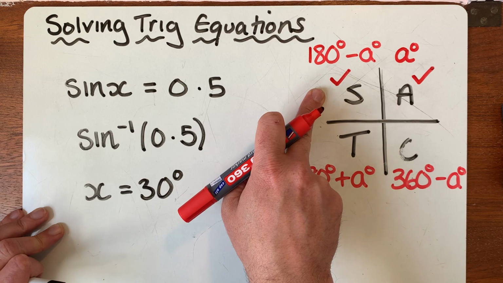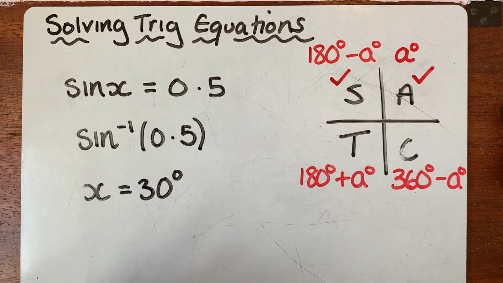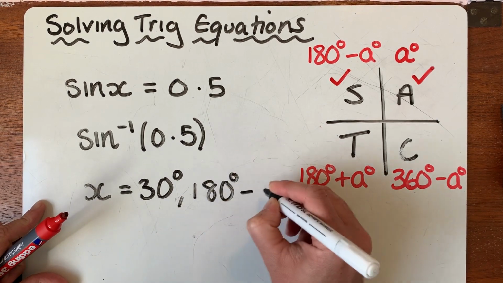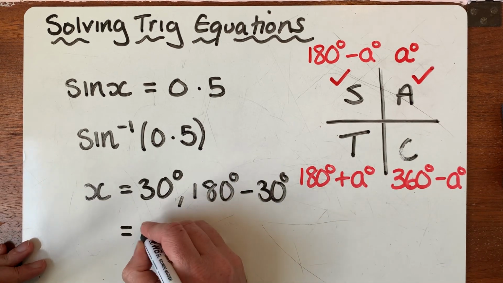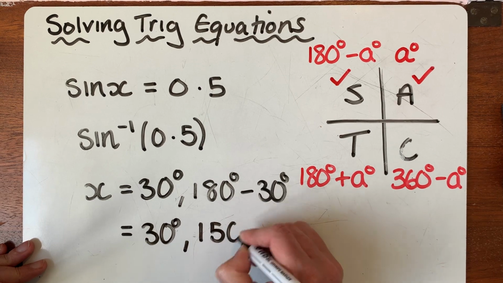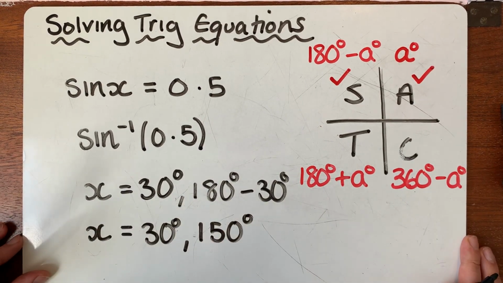Okay, so which one have I got ticked? I've got the second quadrant here, and it says take 180 degrees and subtract your original answer away from that. So that's what I'm going to do. I'm going to take 180 degrees, and take my first answer away from that. This gives me two solutions to the problem, 30 degrees and 150 degrees. These are my two values for x.